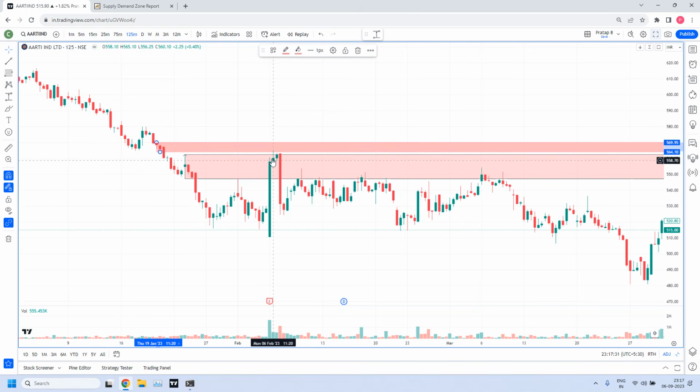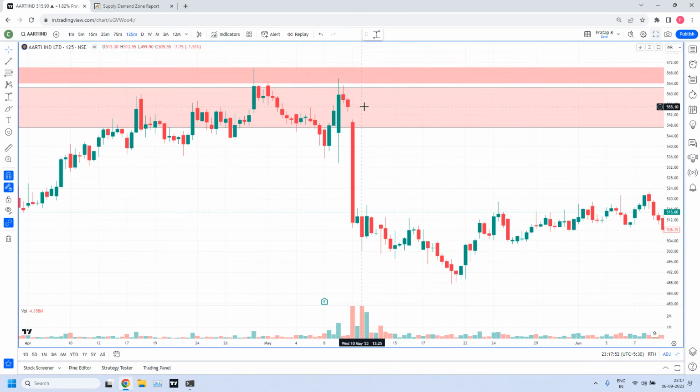Generally, what happened? Because it is a supply zone breakout, the breakout traders wanted to take long orders. But actually, those who took the long orders here all got caught, due to this 125-minute supply zone acting as a trap.